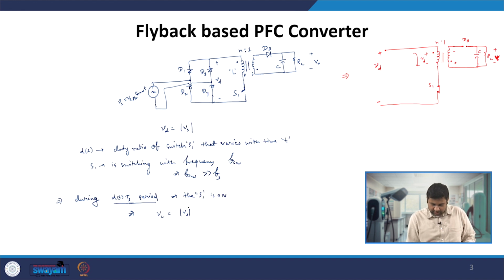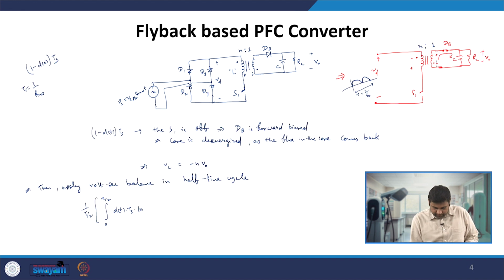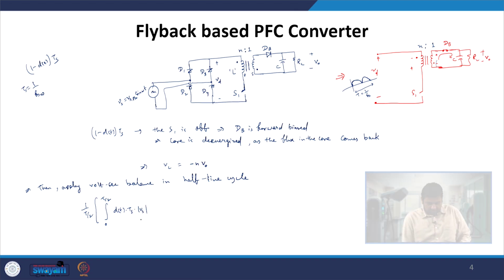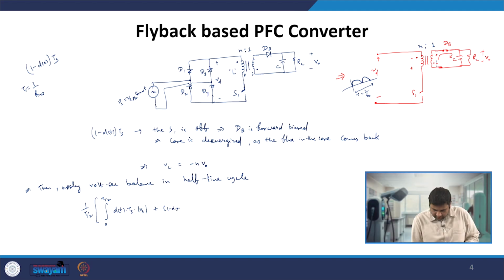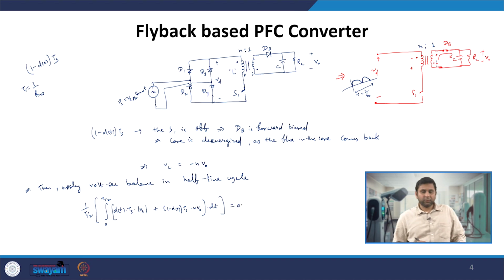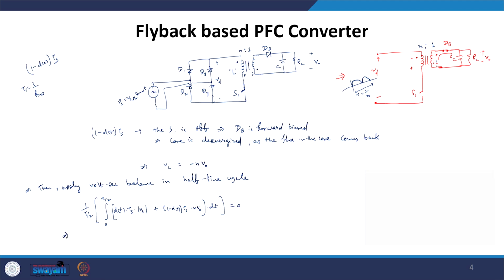So, if we do this volt second balance, during this time, as we saw previously, it was nothing but modulus Vs, plus, we can write 1 minus d of t, Ts, minus n V naught, integrated over d of t, and this entire thing becomes 0 as we are doing the volt second balance in a half line cycle case.